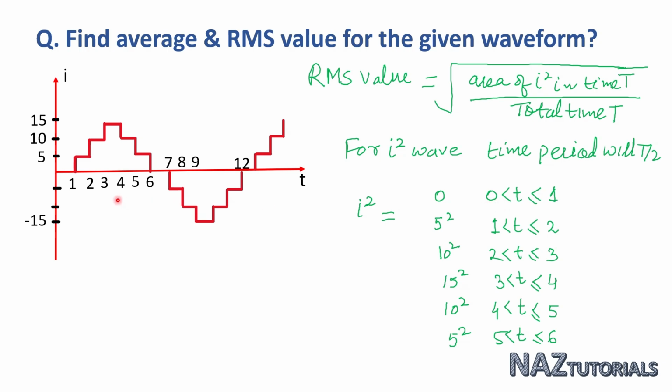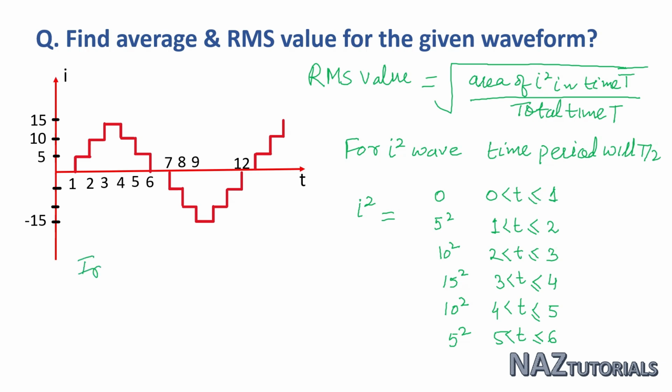For time 0 to 1 second, it is 0. For time 1 to 2 second, it is 5 square. 2 to 3 second, it is 10 square. 3 to 4 second, it is 15 square. 4 to 5, it is 10 square. And 5 to 6, it is 5 square. Now calculate the RMS value.